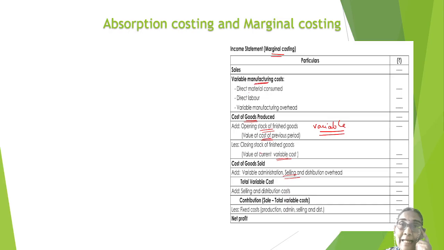Now please remember that under marginal costing, fixed costs are treated as period cost. That means they will be charged in the same period that they are incurred, right? Therefore, all the fixed costs incurred in that period will be subtracted from the contribution to arrive at the profit.